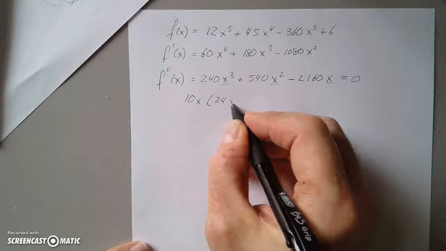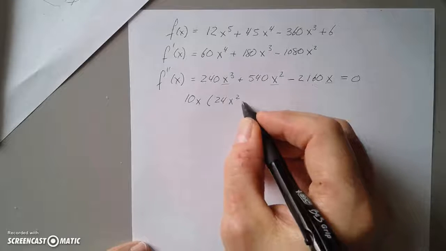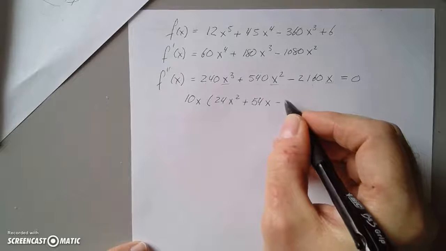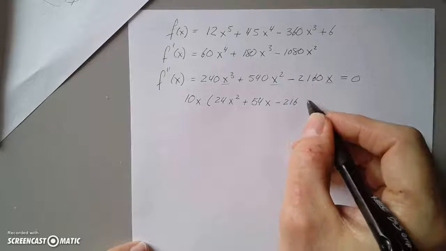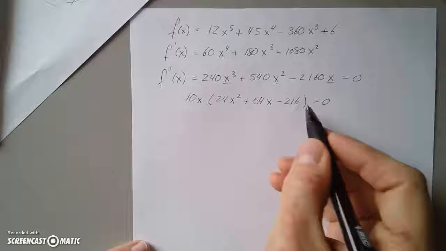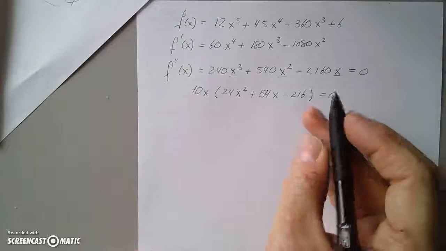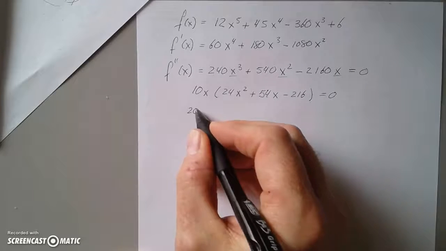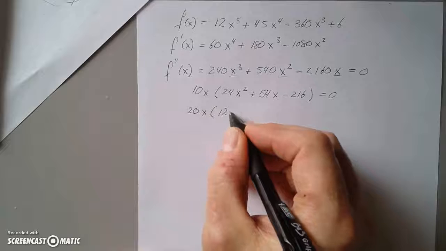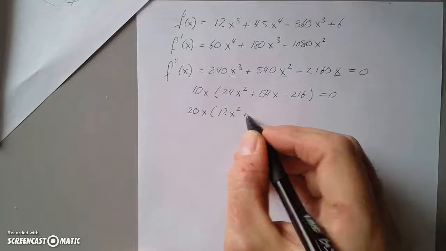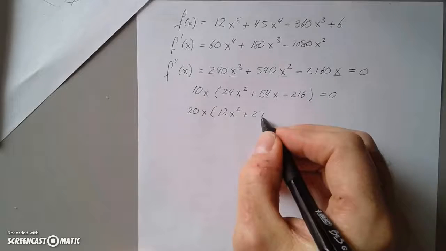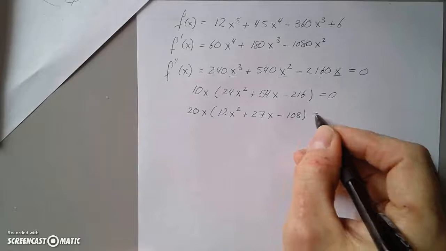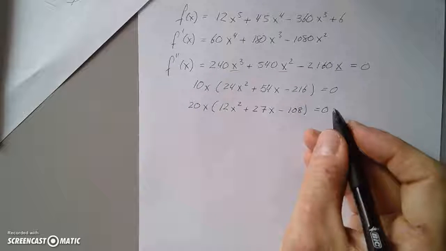I have 24x squared plus 54x minus 216, right, equals 0. They're also even, so I should pull out another factor of 2. You could do this several ways, but if I pull out a factor of 2, then I'll have 12x squared plus 27x minus 108 equals 0.